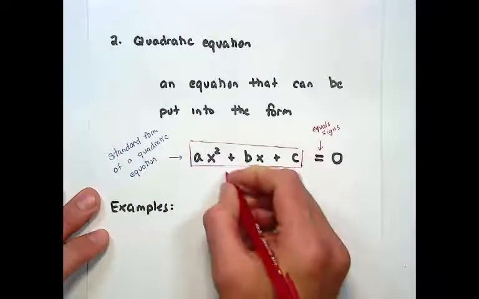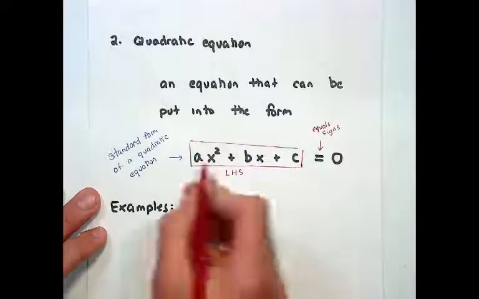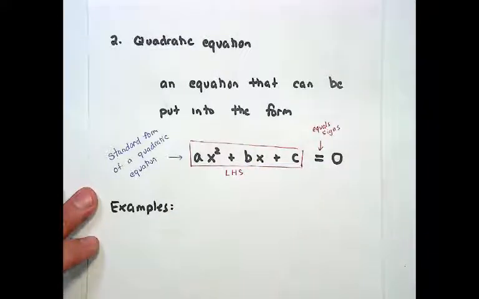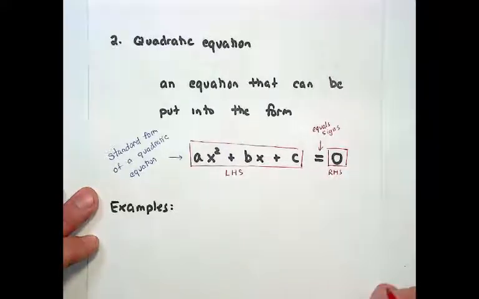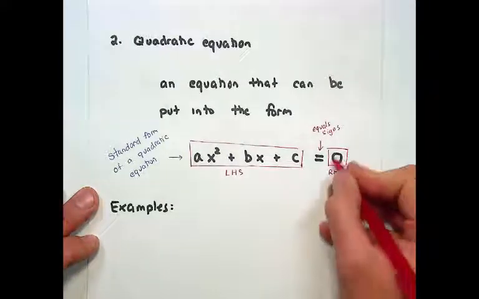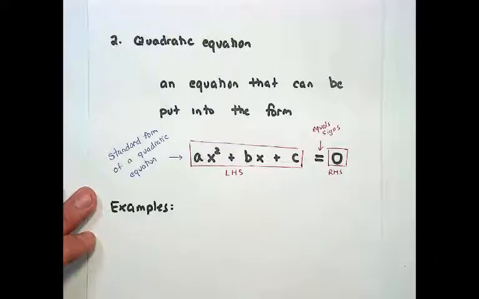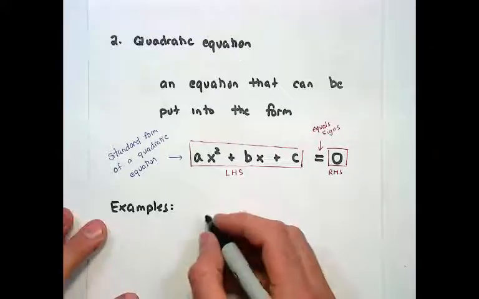in this case for the standard form is a standard form of a quadratic expression. The right-hand side of this equation, RHS means right-hand side, is 0. Let's take a look at some examples of quadratic equations.